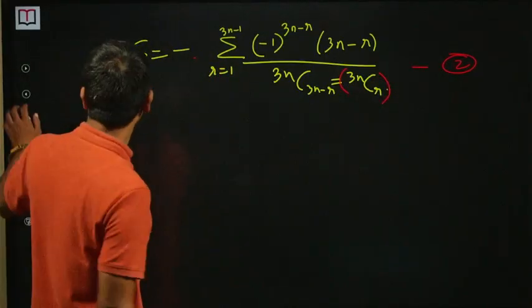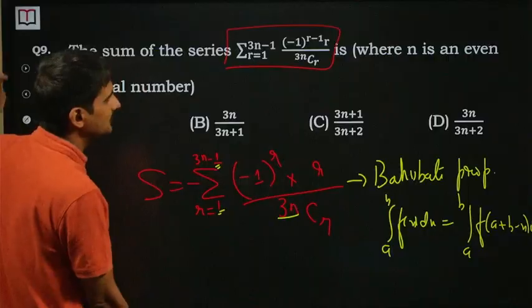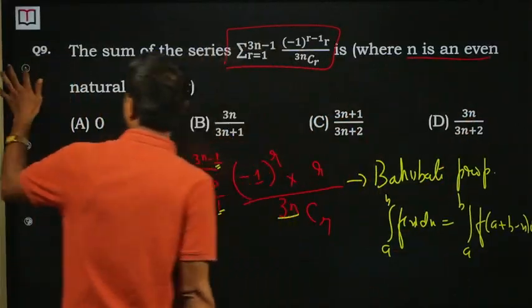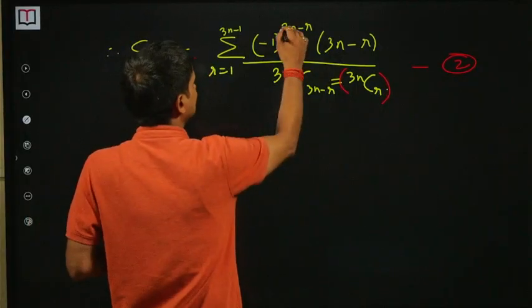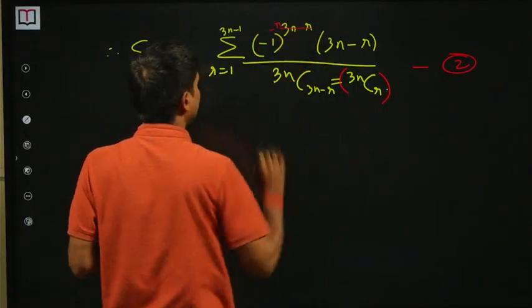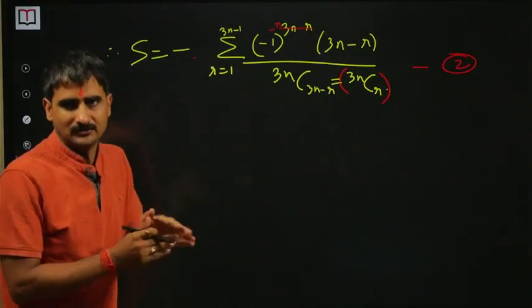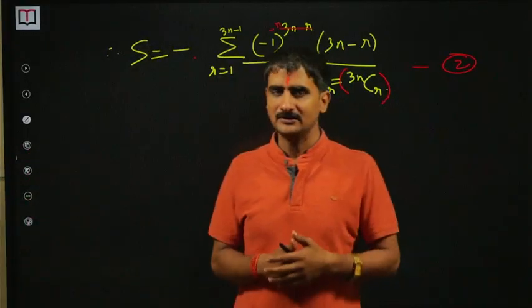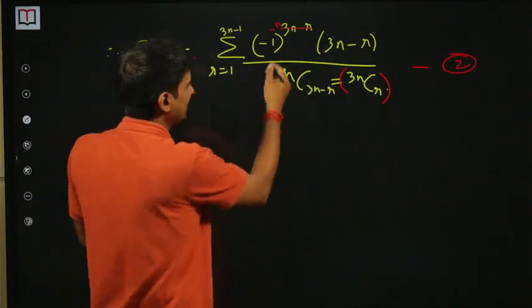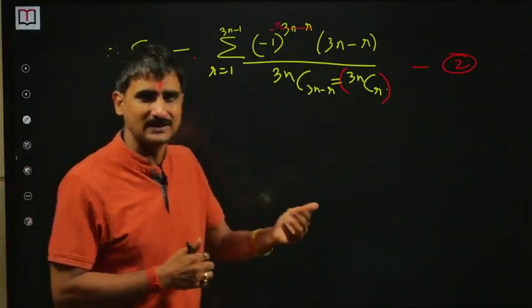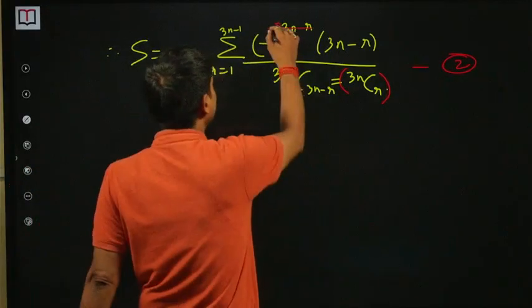Acha, one more thing, I think n is an even natural number. Yeah, that's what we are given. n is an even natural number. So I can write it as minus r, isn't that? Because whether 3n minus r is even or odd simply depends on r. And minus 1 raised to the power minus r or minus 1 raised to the power r is the same, so I will write it as plus r.